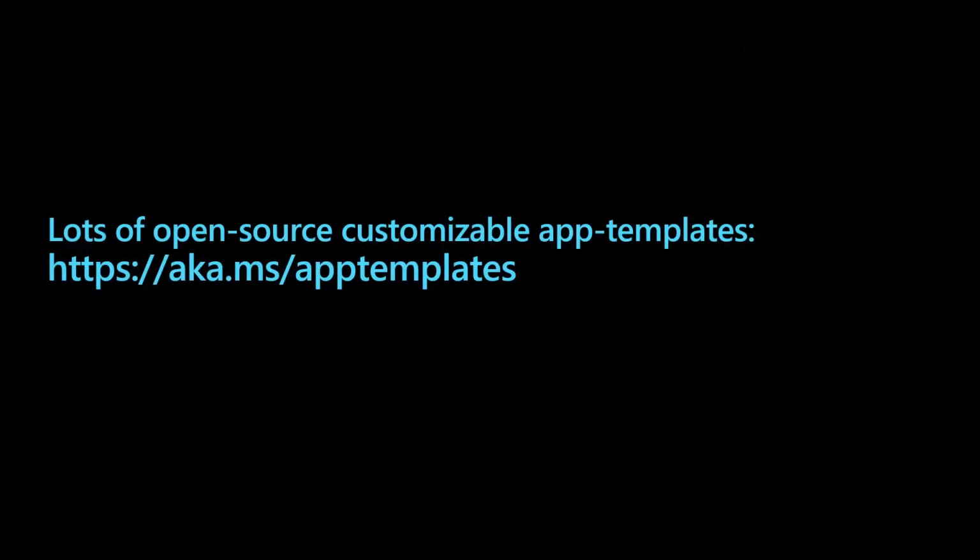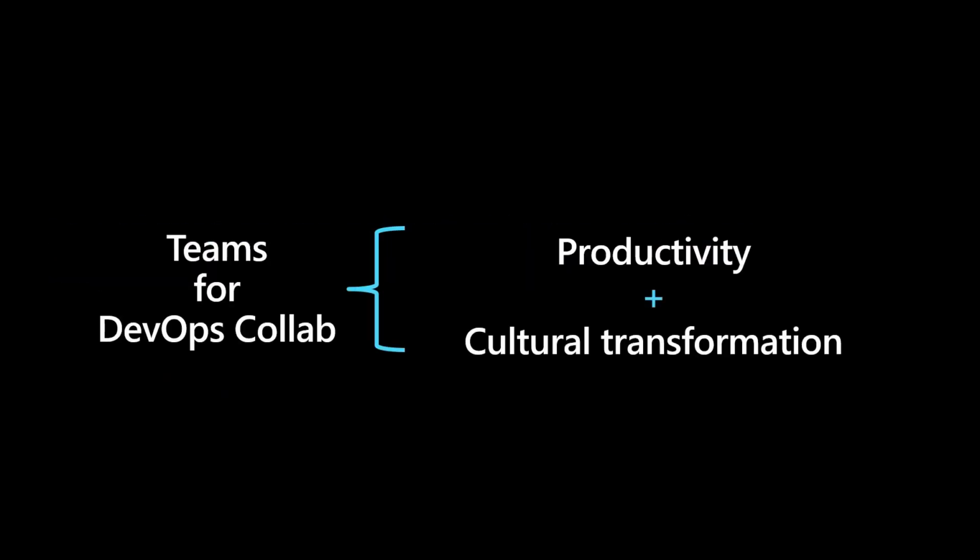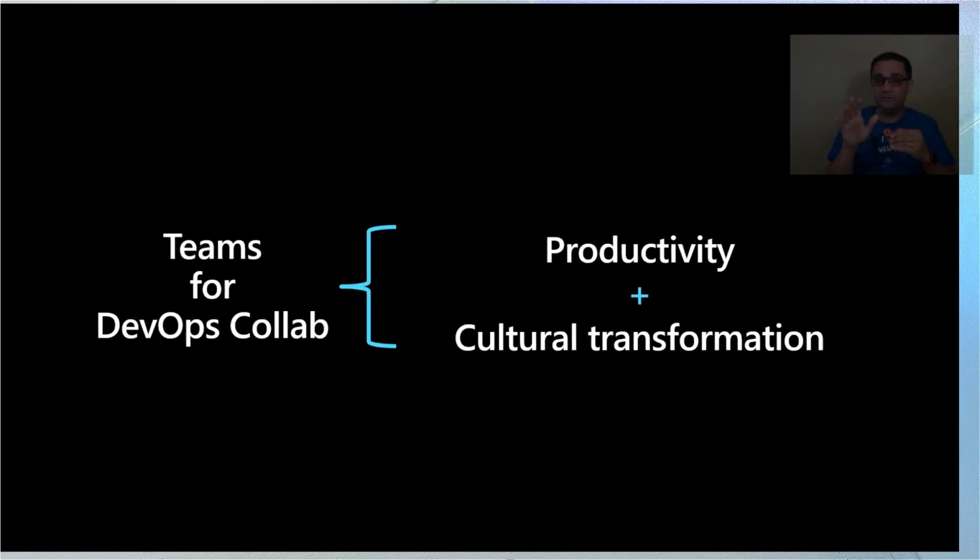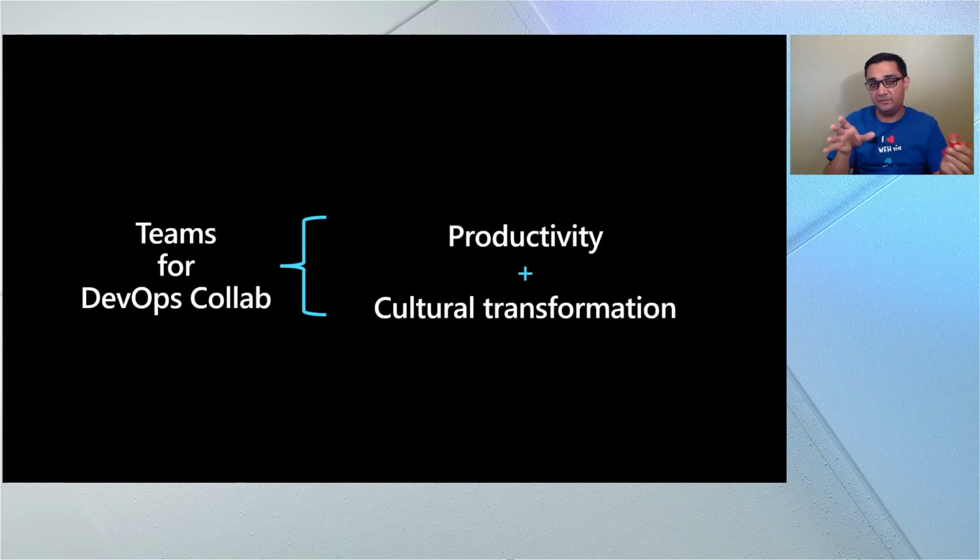We have a lot of open source app templates available, more than a dozen of them at this point, and we're adding more all the time. This is the link, aka.ms/apptemplates. And here's the main takeaway I want you to have. When you're using Teams for DevOps collaboration, not only will you be more productive, but all the apps that I mentioned can also bring about the cultural transformation around transparency and people just enjoying working together better. These two ingredients, I believe, have been one of the key things for our success as well, and that's why I'm sharing all of this here.